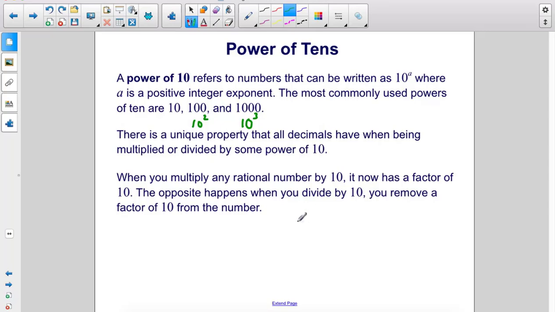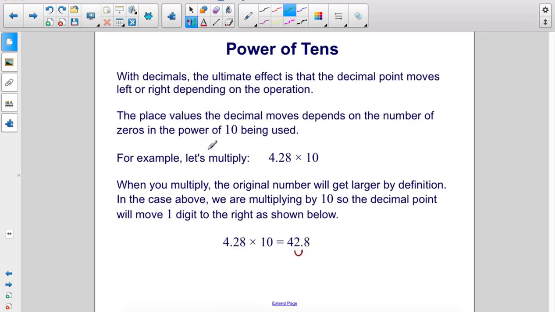When you multiply any rational number by 10, it now has a factor of 10. The opposite happens when you divide by 10. You remove a factor of 10 from the number. With decimals, the ultimate effect is that the decimal point moves left or right depending on the operation. The place values the decimal moves depends on the number of zeros in the power of 10 being used.